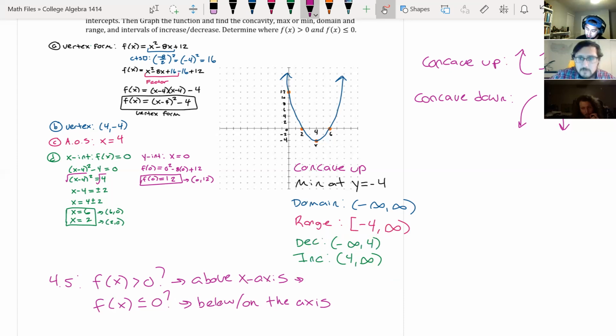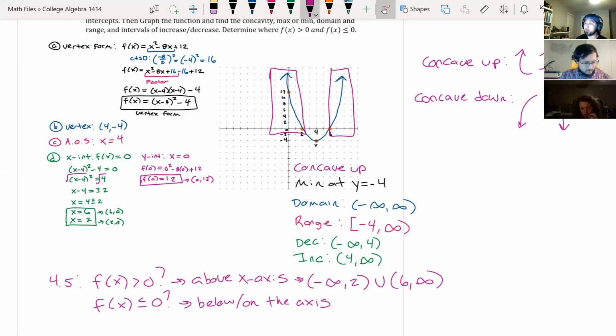Oh, sorry. Negative infinity to 2 union 2, 6. Well, we're answering them separately. So that 2, 6 will be for the next one. Oh, sorry. 6 to infinity. There you go. So what we're saying is that from negative infinity to 2, we are above the x-axis. Does it look like that? And then from 6 to infinity, we are also above.